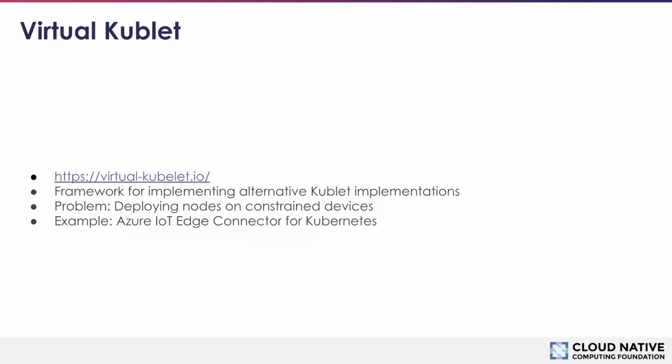But you can see that Virtual Kubelet can be used to implement a Kubelet API for devices that for any reason can't be a proper Kubernetes node. And one of the examples of using Virtual Kubelet in this context is the Azure IoT Edge connector for Kubernetes. So you can take a look a bit more about that there.